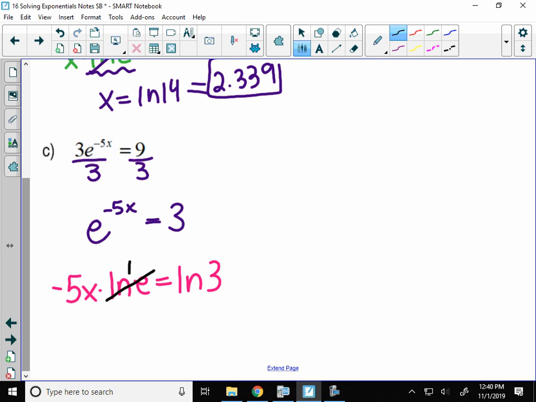So I don't have to do anything. I could divide, but that's just extra writing, extra work. I don't have to if I recognize the natural log of e is 1. So what's my last step here? Divide by negative 5. So it's the natural log of 3 divided by negative 5. Get a negative.